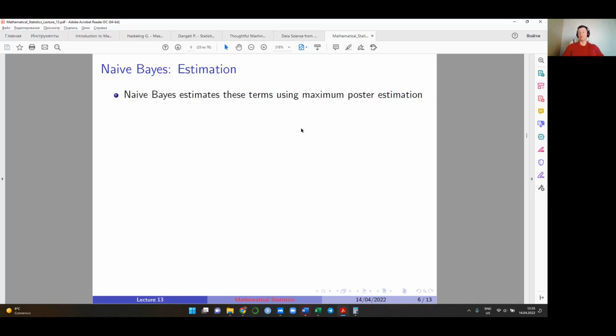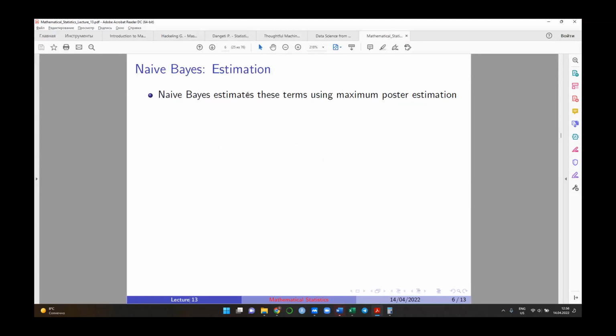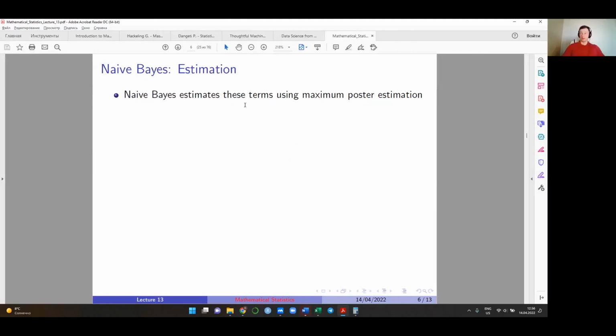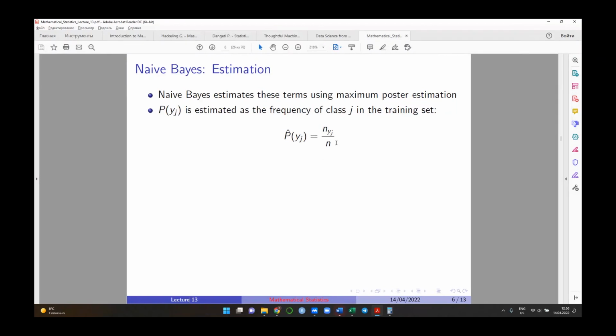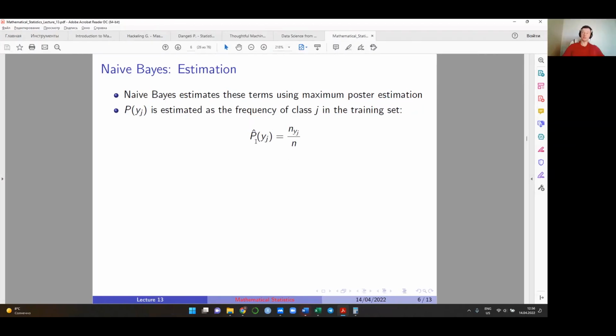So, how do we perform the estimation? Well, we estimate these terms using maximum a posteriori estimation. So what does this mean? The probability to observe the class yj is simply the number of observations that belong to this class divided by the total number of observations in our dataset. And this is going to be the estimator of this probability, p hat.